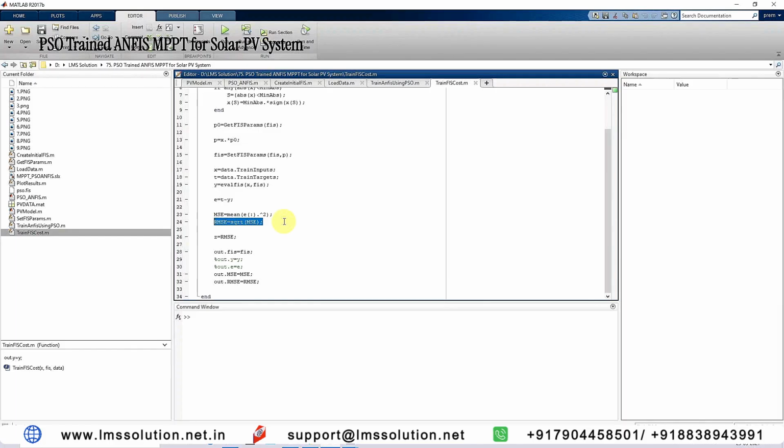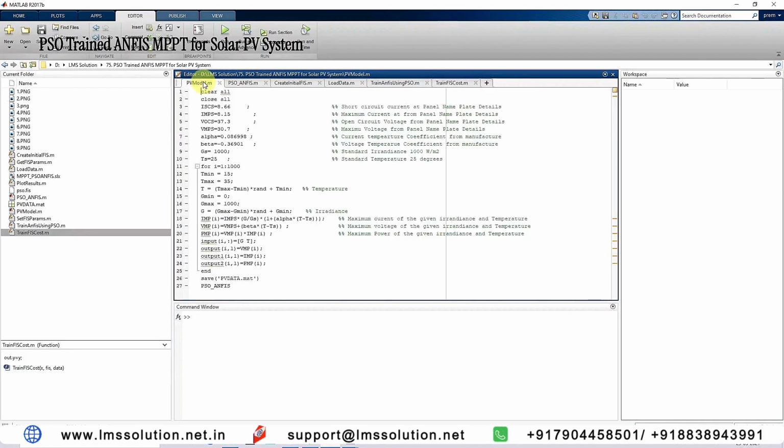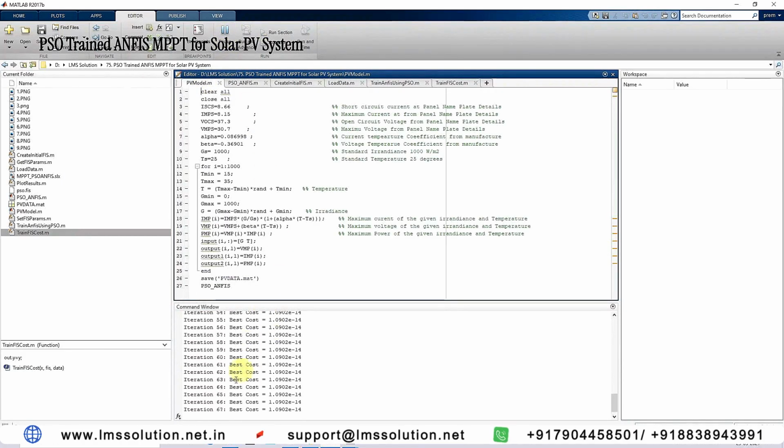After completing all iterations, finally we'll get a fuzzy inference system in the workspace. So that should be stored in a file. That file can be used for implementing the MPPT algorithm in the Simulink model. So first I'm going to simulate this one. Here you can see that the iteration process has started. In every iteration you can see the variation of the cost, the reduction of cost by means of the PSO. After completing iteration 1000, the final result will be stored here in the workspace.